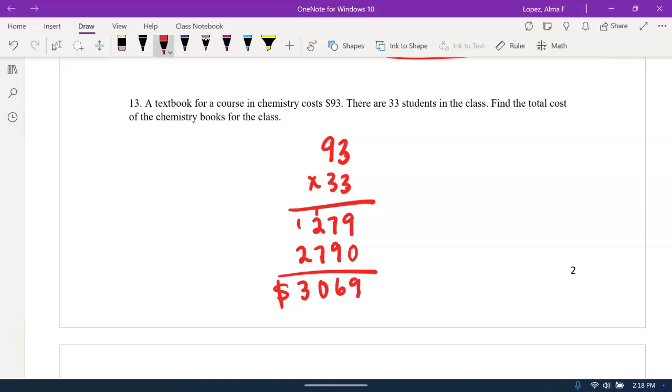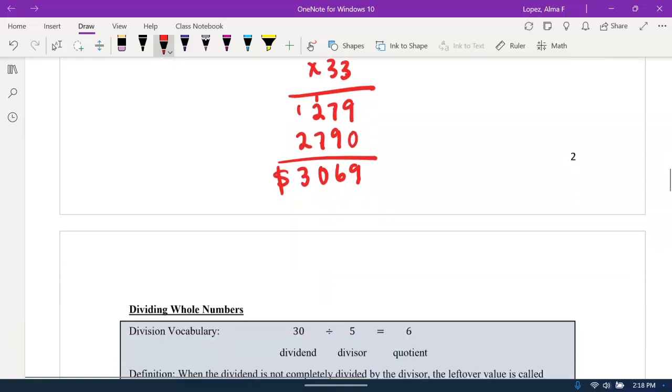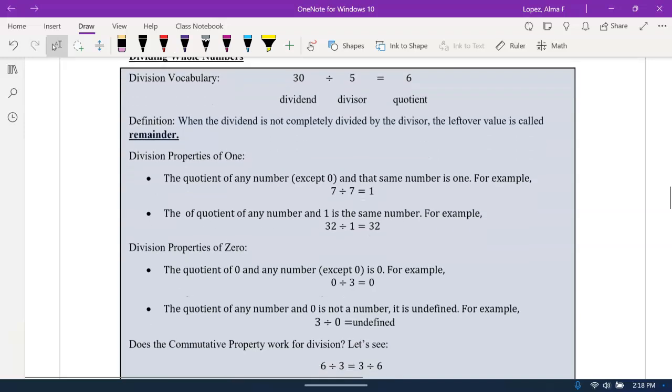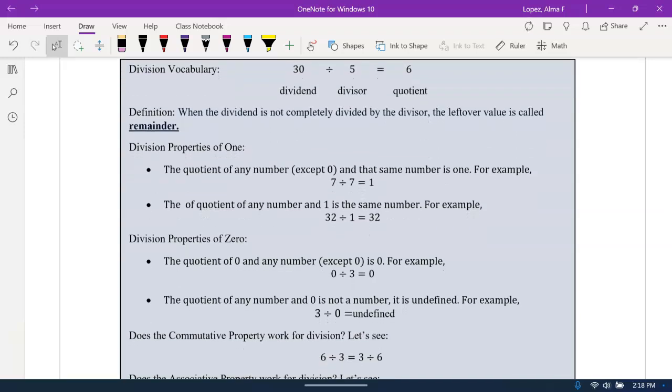This is a great place to stop and take our little break, and then we'll go on into dividing whole numbers. So we'll start there in the next video.